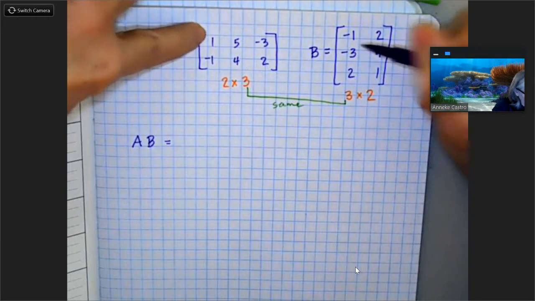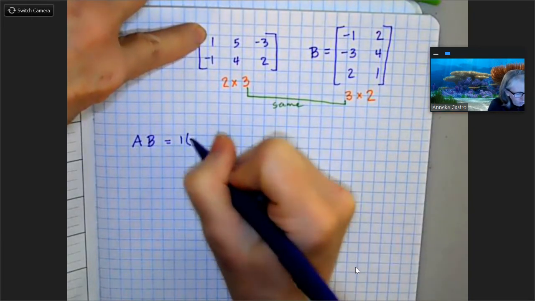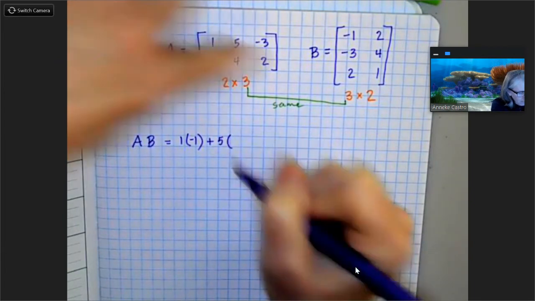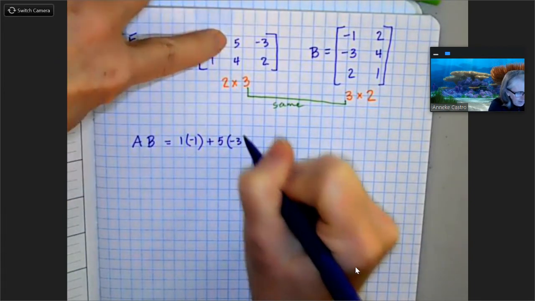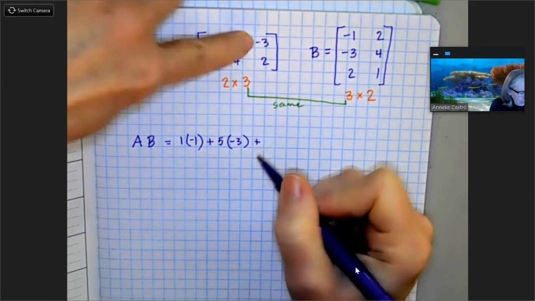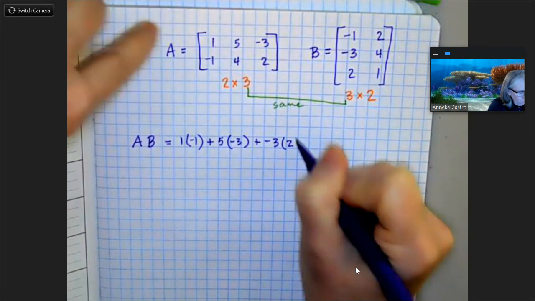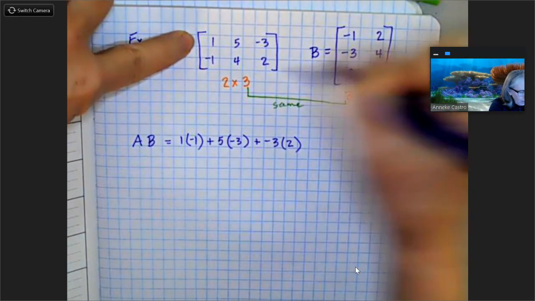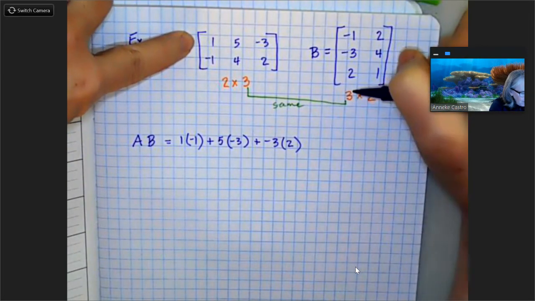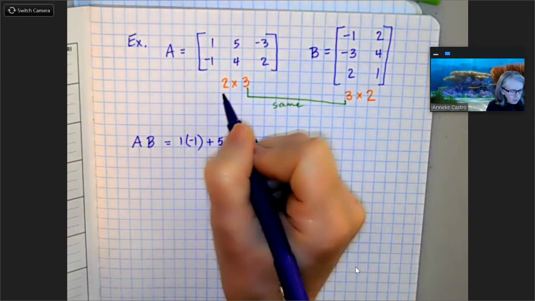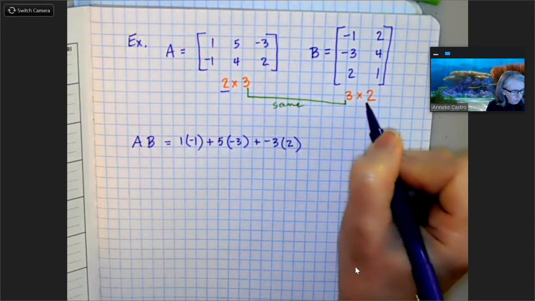So I'm going to have 1 times -1, and I'm going to add that to 5 times -3, and I'm going to add that to -3 times 2. So I'm multiplying the first row with the first column. And that's going to be my first entry in my matrix. And notice the resulting matrix is going to be a 2 by 2.